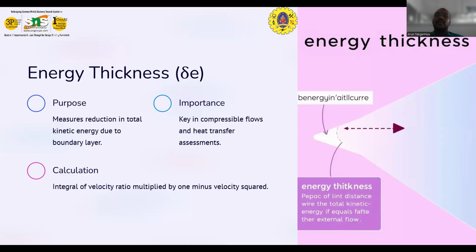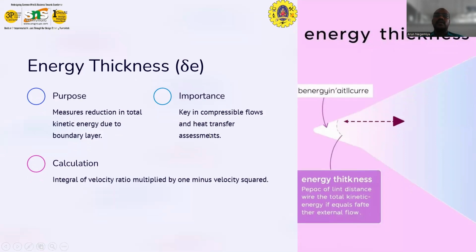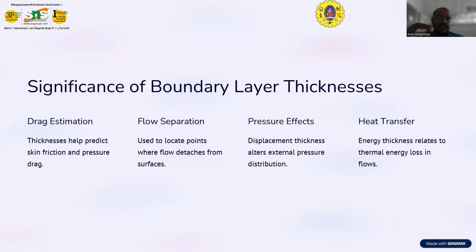So these are all the boundary layer thicknesses. They can be calculated by using some formulas, and the formulas will be derived in the class itself. The significance of boundary layer thickness, for example, is that we will calculate the following things. First one is drag estimation. Second one is flow separation. The next one is pressure effects. And the last one is heat transfer, where we calculate the thermal energy loss in the flow.